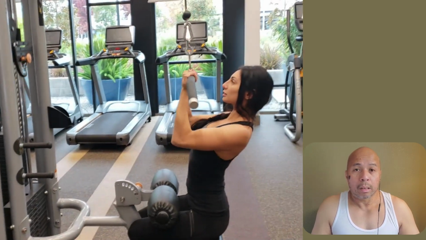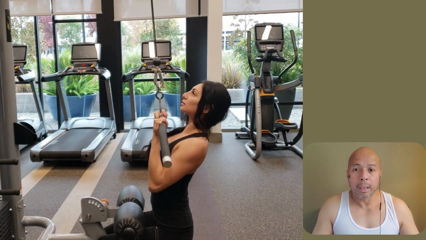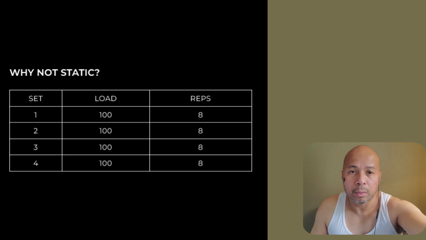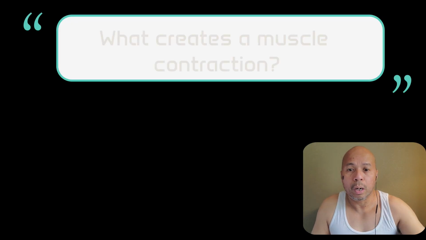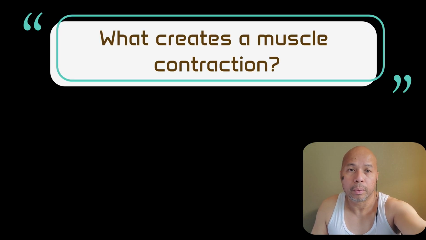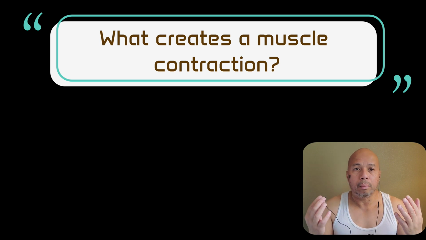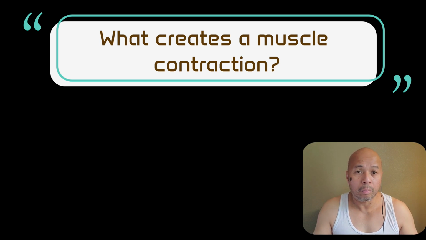So why not a static approach? Static meaning, why not I just do 100 pounds, 8 reps, second set, 100 pounds, 8 reps, third set, 100 pounds, 8 reps, and so forth. First of all, before I address that, we need to understand what creates a muscle contraction. I'm not going to get into too many details of this, but let me give you a summary of what happens.